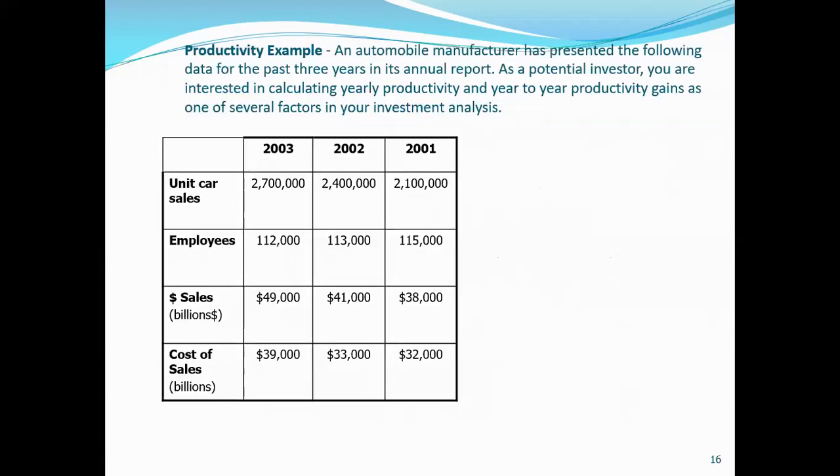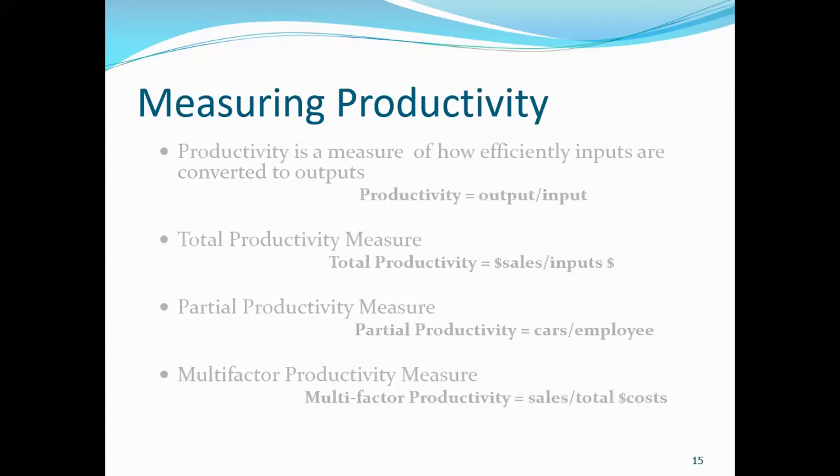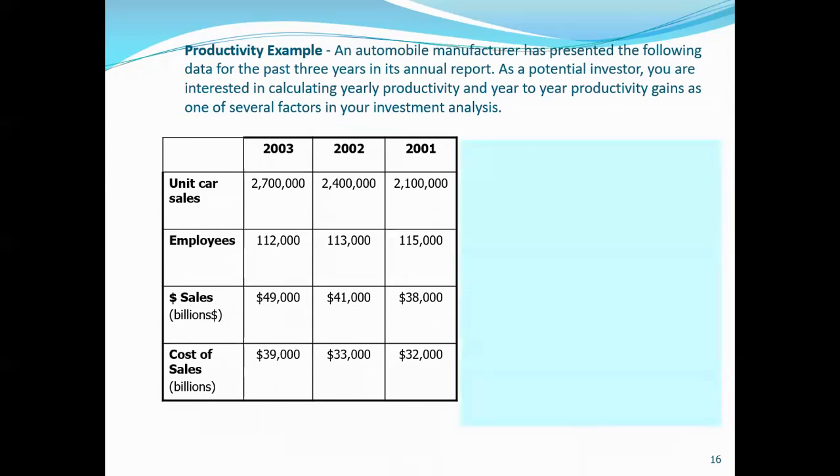So let's try to do this. Productivity example: a car company presented the following data for the past 3 years. As a potential investor, you are interested in calculating year-to-year productivity gains as one of several factors in your investment analysis. As we saw in the previous slides, we have total productivity, partial productivity, and multi-factor productivity. Here, for every year, we have a partial productivity measure: unit car sales divided by total employees.